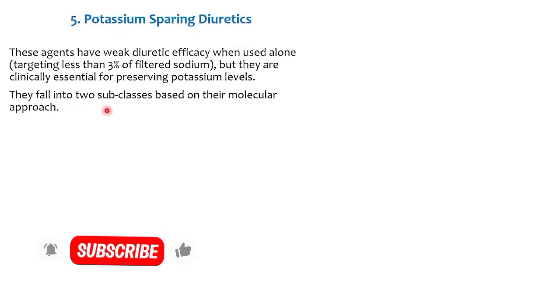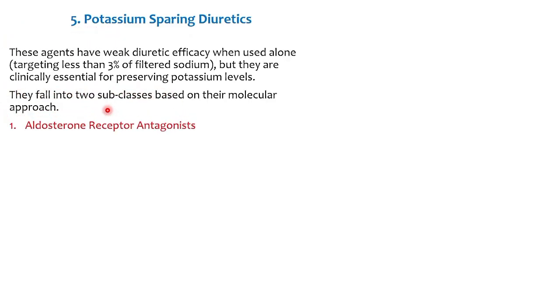So they fall into two subclasses based on their molecular approach. We have two mechanisms of action when it comes to potassium sparing diuretics. The first one is the aldosterone receptor antagonist. These are the drugs that prevent the production or the attachment of aldosterone. So these drugs literally stop the function of the aldosterone hormone.